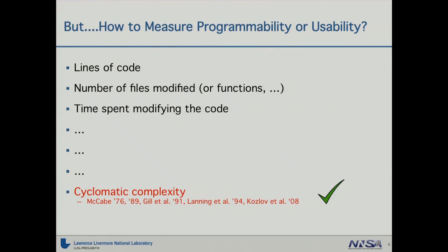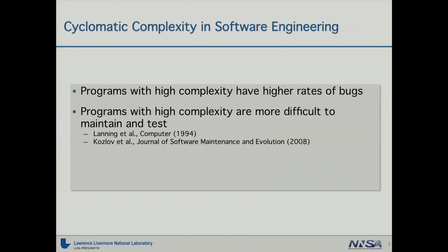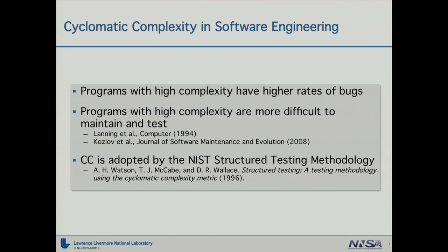So after looking for metrics, we found a metric that is actually used in the software engineering domain, cyclomatic complexity, which we thought was very useful in measuring the complexity of the fault tolerance programming model. Cyclomatic complexity has been proposed for many years. There are studies that show that programs with high complexity have higher rates of bugs, and are more difficult to maintain and more difficult to test. In fact, this has been adopted in the NIST structured testing methodology.